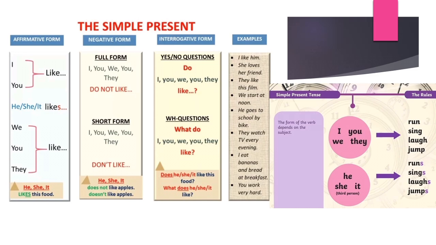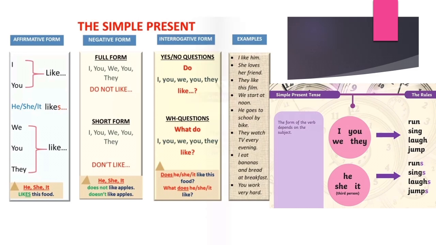How do we make the negative? First, we put the subject, and after that the word do and not with I, you, we, and they. I don't like, they don't like, we don't like, and etc. But with she, he, it, we add doesn't. She doesn't, he doesn't, it doesn't.